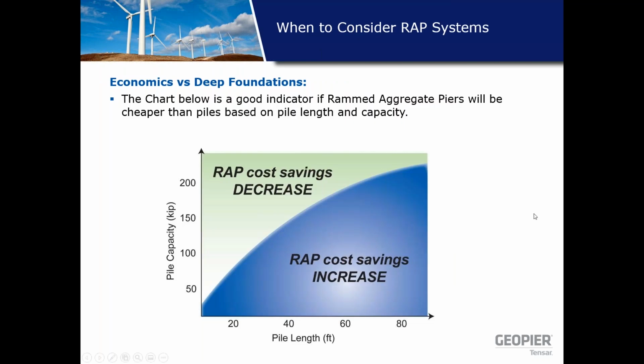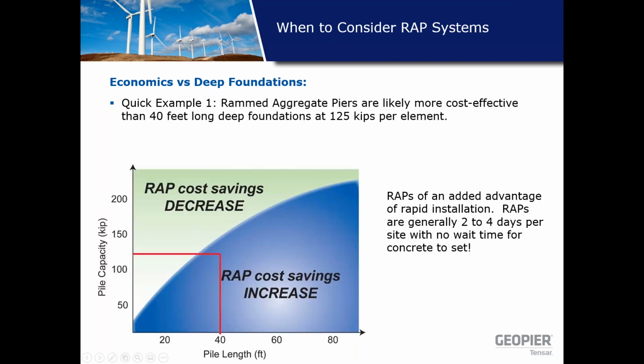How about Geopiers versus deep foundations? So over the years, we've seen many jobs where we've been priced against deep foundations, and we've come up with this nice little chart that shows the price point between rammed aggregate piers being a better option versus piles being a better option. And the way this plot works is you have pile capacity on the y-axis and pile length on the x-axis.